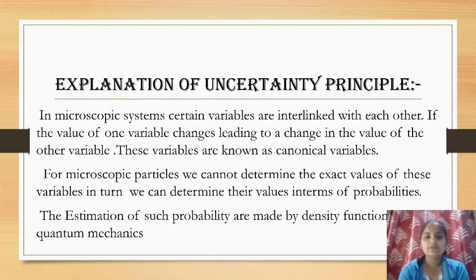Moving on to the explanation of the uncertainty principle: in microscopic systems, certain variables are interlinked with each other. If the value of one variable changes, leading to a change in the value of the other variable, these variables are known as canonical variables. For microscopic particles, we cannot determine the exact values of these variables. Instead, we can determine their values in terms of probabilities. The estimation of such probabilities is made by the density function in quantum mechanics.